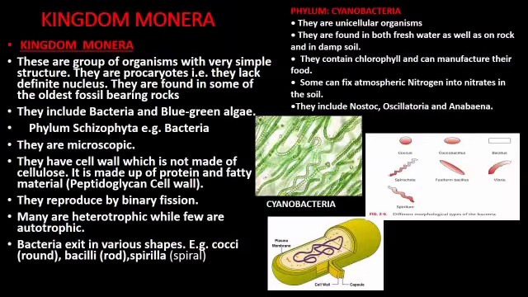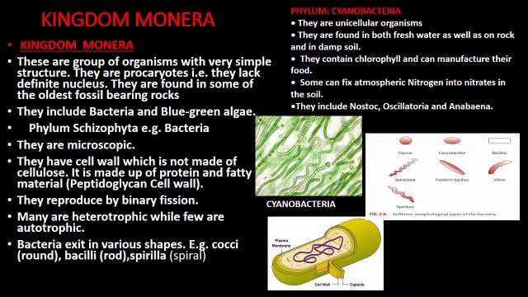Kingdom Monera are a group of very simple organisms with simple structure. They are primitive because, as I said, they lack a nuclear membrane around their genetic material. They are found in some of the oldest rocks. They include the bacteria and blue-green algae, which I said earlier, cyanobacteria. The bacteria belong to the phylum Schizophyta, and they are microscopic. All these organisms are microscopic. They live in aquatic environments because of their nature.